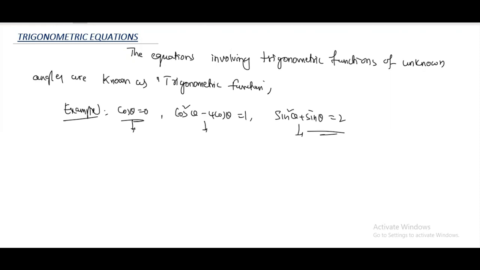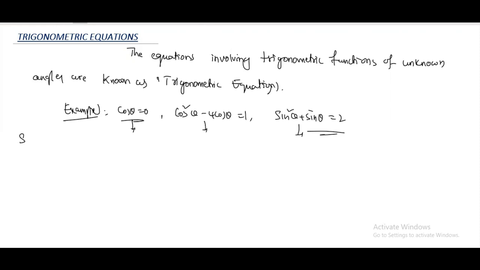We know that trigonometric functions are periodic functions, with particular periods: the period of sin theta is 2 pi, the period of cos theta is 2 pi, the period of tan theta is pi, and so on. So the equations which involve trigonometric functions are known as trigonometric equations. This is the definition, and these are examples of trigonometric equations.